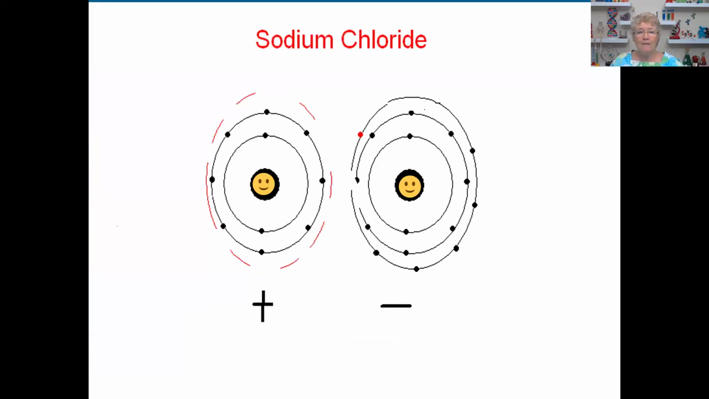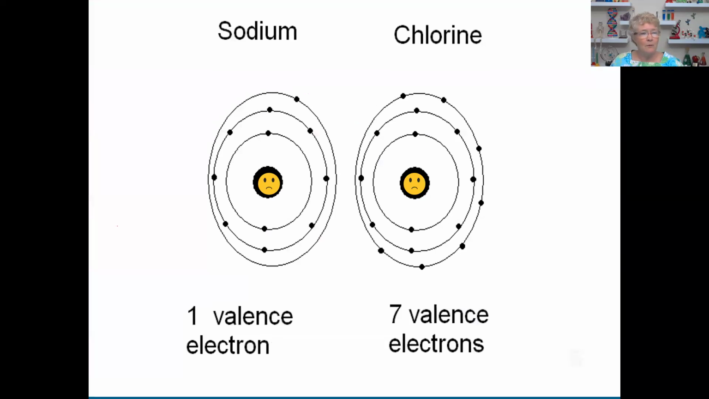Now, here we have, sorry, don't know why that went so fast. Here we have one unhappy sodium atom. It has only, look at the outside, only 1 valence electron, so it's not happy. Here we have an unhappy chlorine atom. It has 7, but they both want 8.